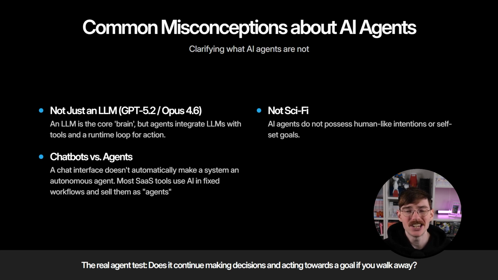We're not talking about AGI here. We're not talking about anything that possesses human-like intentions or self-set goals. The goals that the agent operates towards are set by you, at least to some degree. The real test here is, does it continuously make decisions and act towards a goal if you walk away and leave it alone, or do you need to continually prompt it?